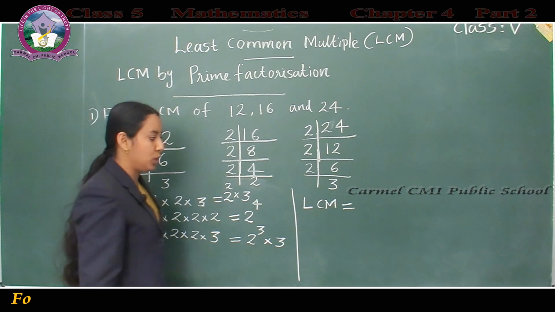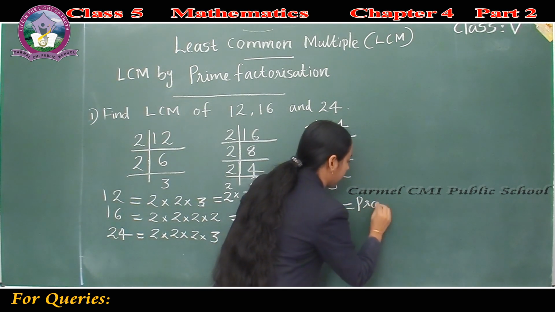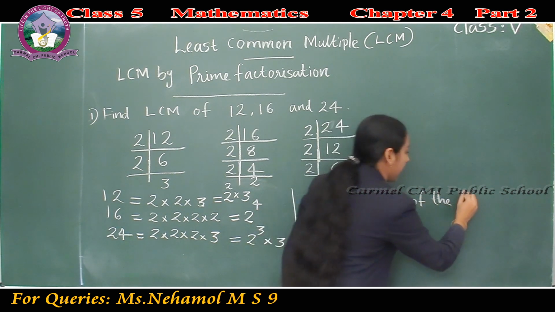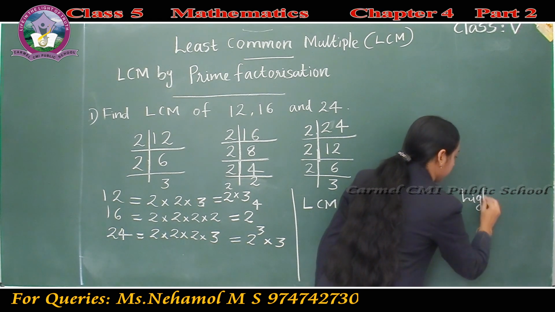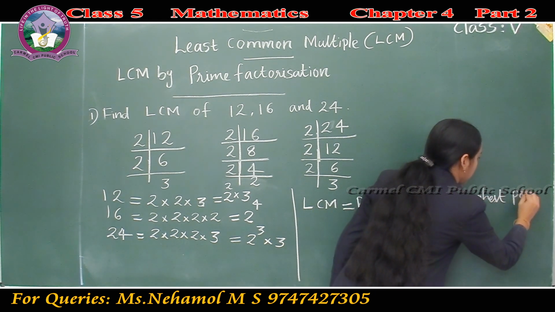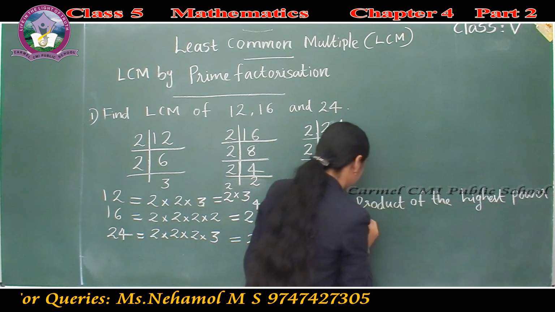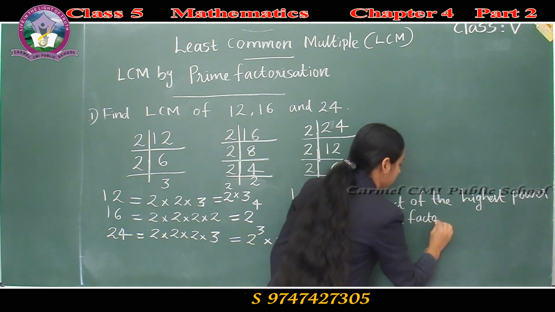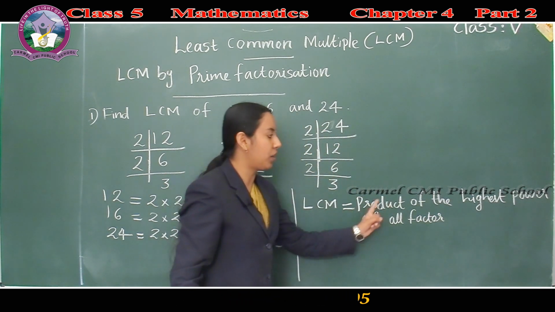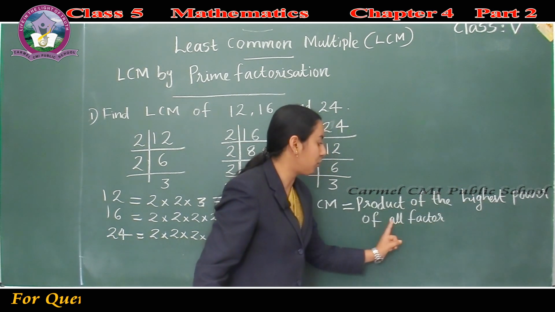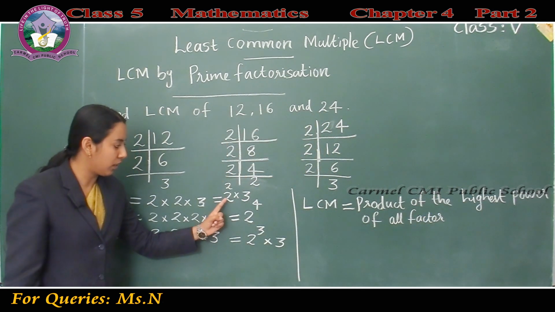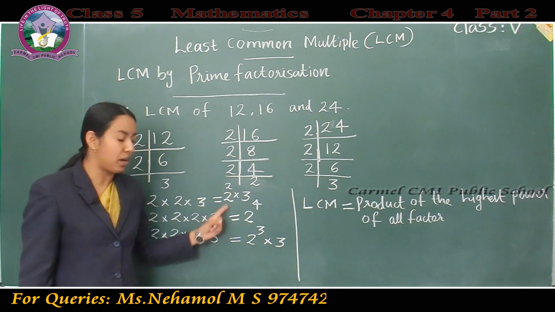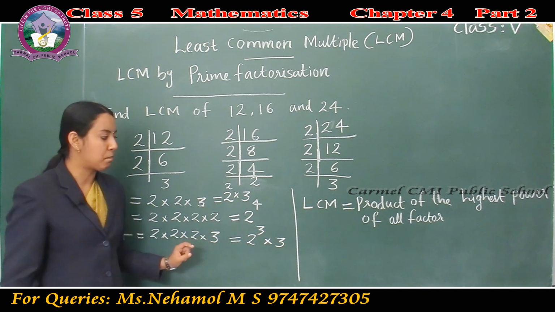LCM will be equal to the product of the highest power of all factors. That is the equation. Which are the factors here? 2 is a factor, 3 is a factor. Then we have to find the highest power of all factors, then multiply it.